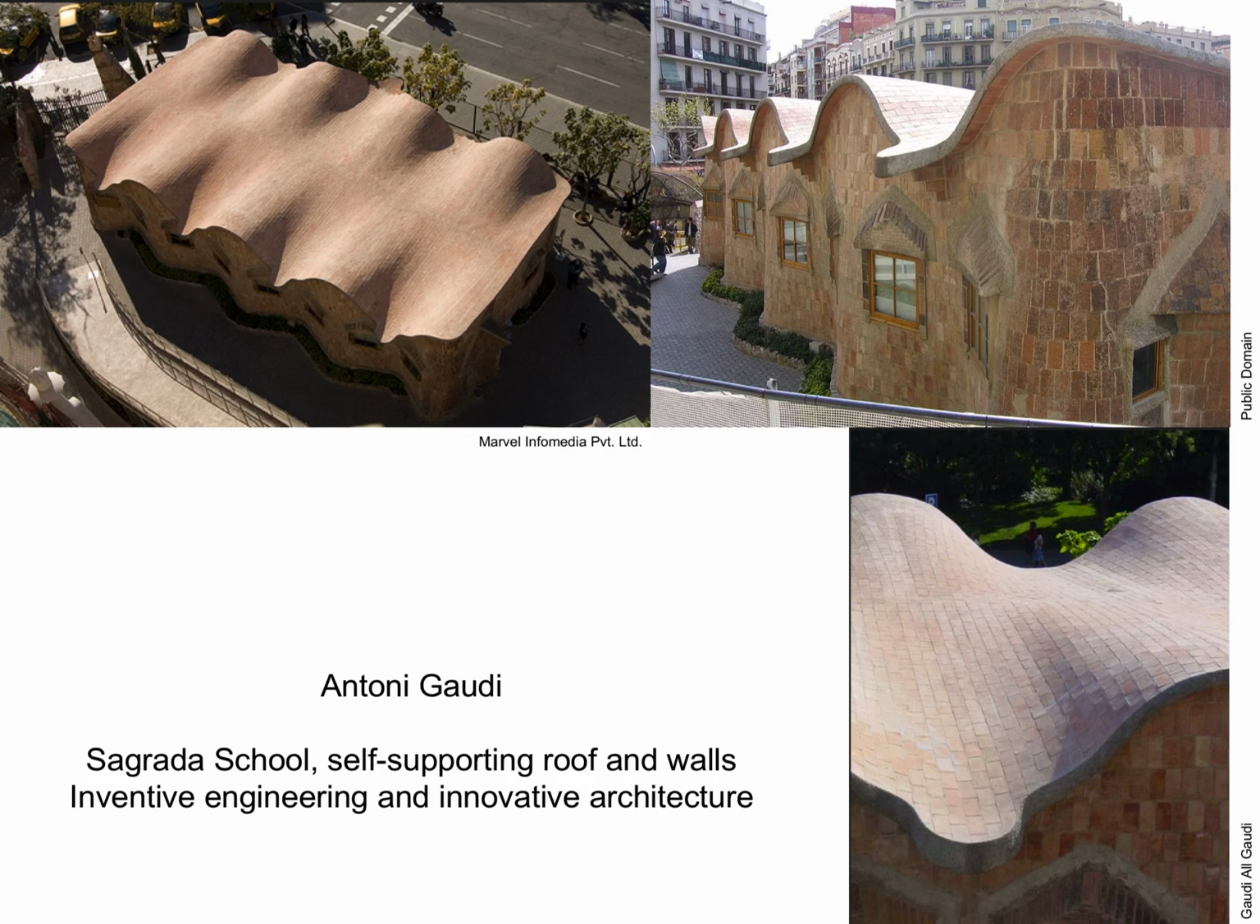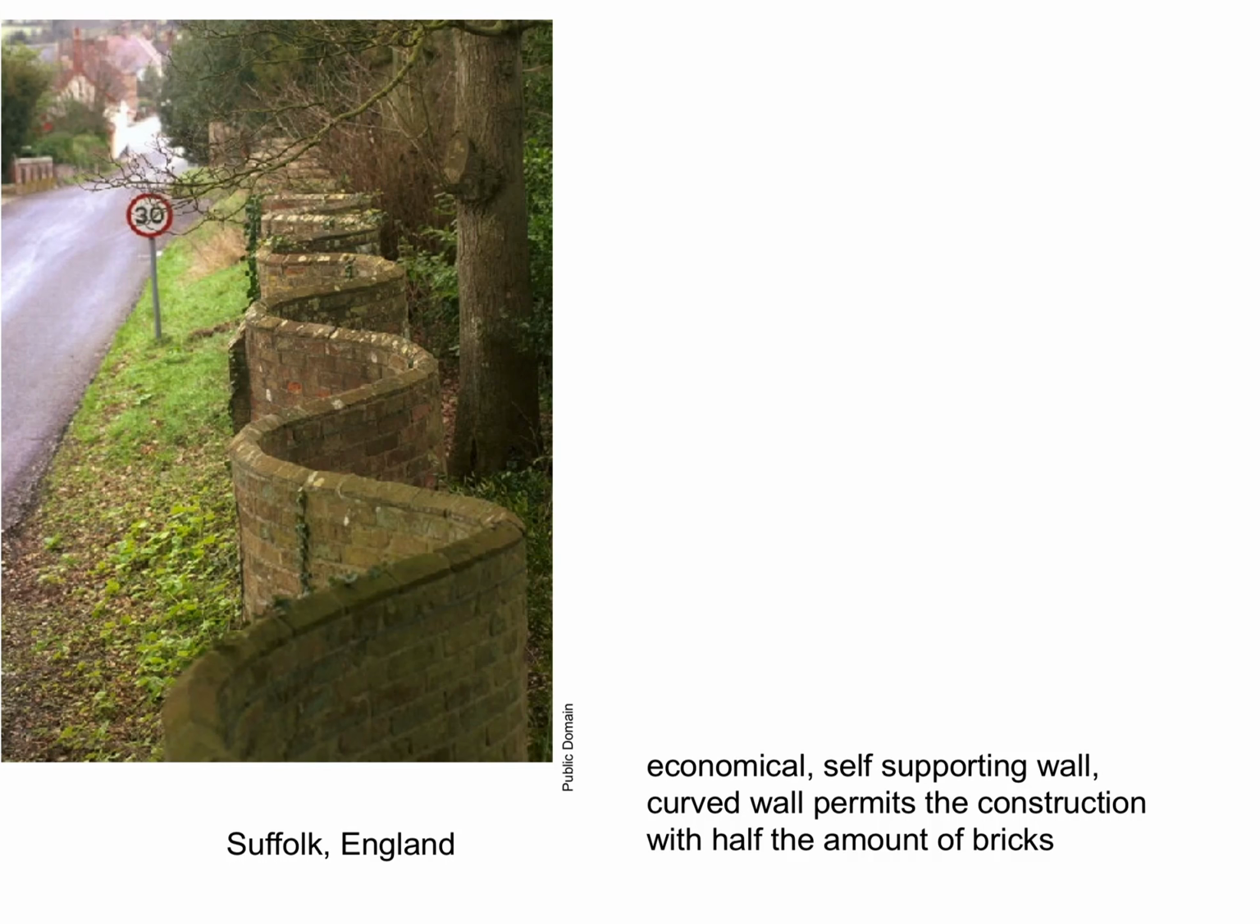And what's so extraordinary about that building is the undulating wall and roof, which create a self-supporting structure. And it's a very inventive form of engineering and very innovative architecture. And Gaudi was not just a great visionary and architect, he was also a great engineer, and he came up with tremendously original solutions to the building of structures out of bricks and tiles and ceramics.